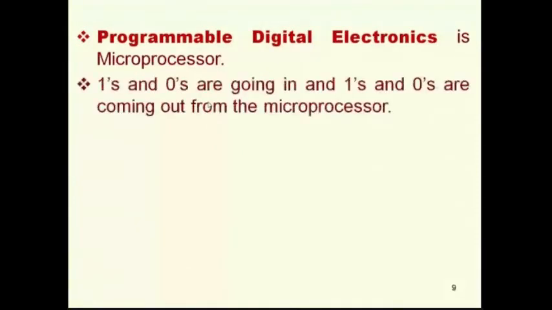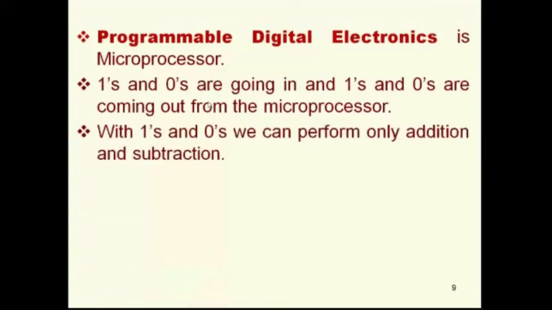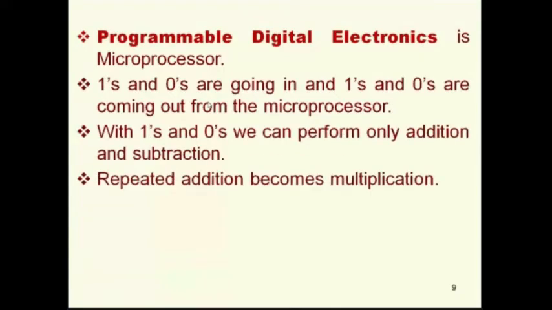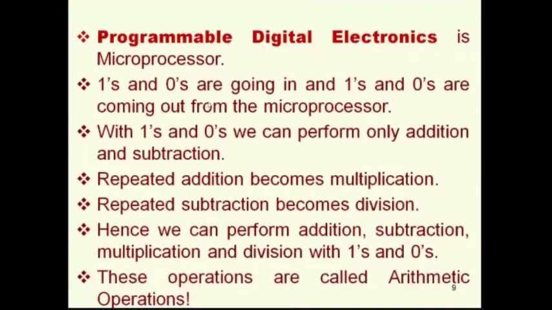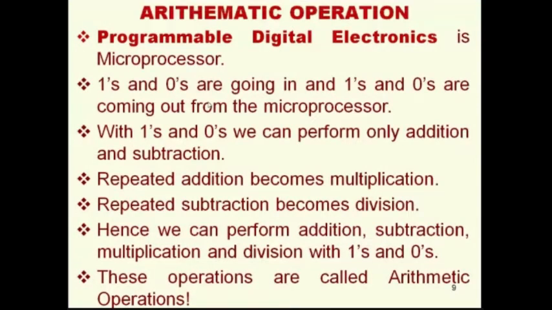As we all know, ones and zeros are going in and ones and zeros are coming out from the microprocessor. With ones and zeros, we can perform only addition and subtraction. Repeated addition becomes multiplication. Repeated subtraction becomes division. Hence, we can perform addition, subtraction, multiplication, division with ones and zeros. These operations are called arithmetic operations. And coming to the logical operations, the logic gates themselves perform logical operations. So with ones and zeros, we can perform only arithmetic and logical operations.